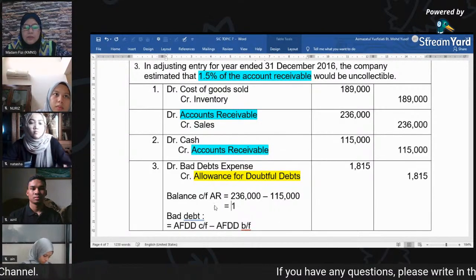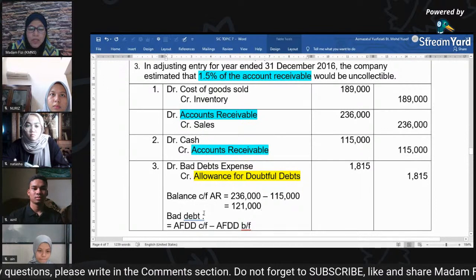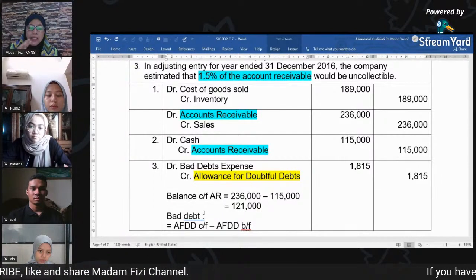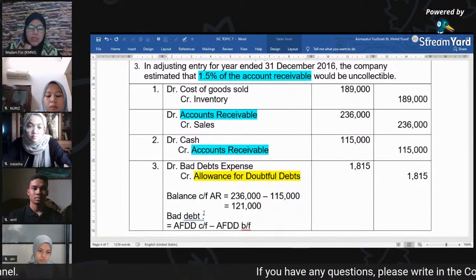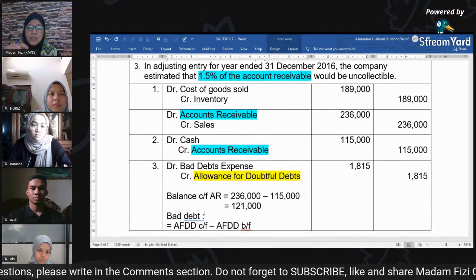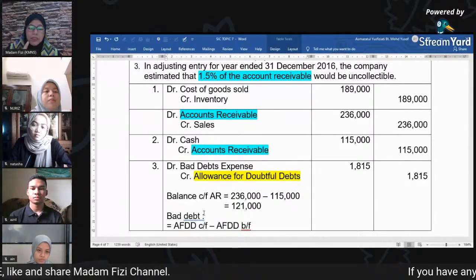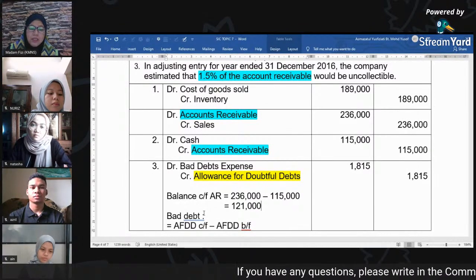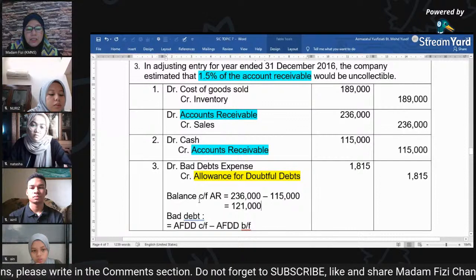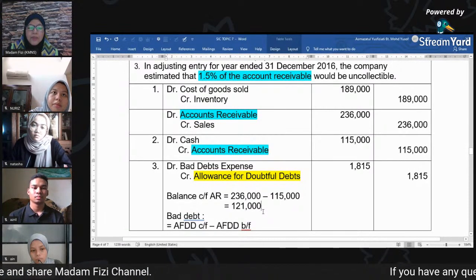Okay, in this case, saya tak buka T account for accounts receivable. Why? Because only 2 items. If 2 items, ending balance minus opening balance. That's all, you don't have to make the T accounts. Macam soalan yang tadi, I made the T accounts because there were a few transactions, so better for you to open the T accounts. But this time only 2 items, so tak payah buka T accounts. Yeah, tolak saja. So now the balance carry forward of accounts receivable equals 121,000.